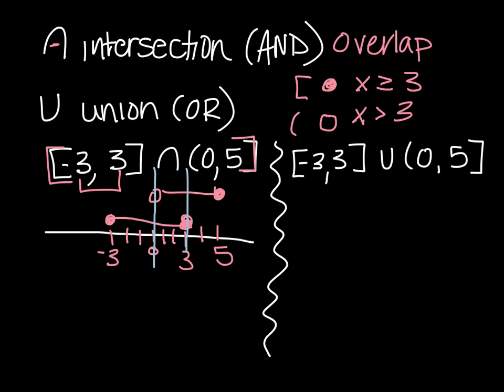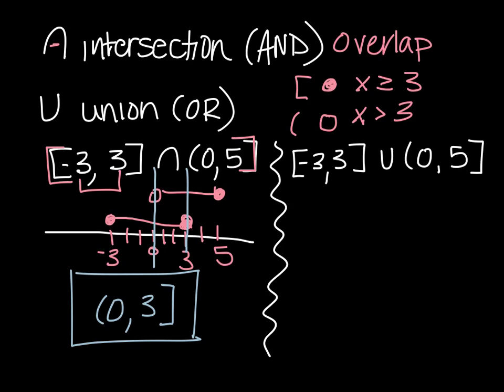So I overlap at 0, but 0 is open, so I have a parentheses. And I end my overlap at 3, but since 3 is a closed circle, so here's my interval. This interval is not just the numbers 0, 1, 2, and 3. It's everything in between. So it could be 1.1, 1.2, 1.3, 1.4, and that's why we write it in interval notation. So let's take a look at the other one.